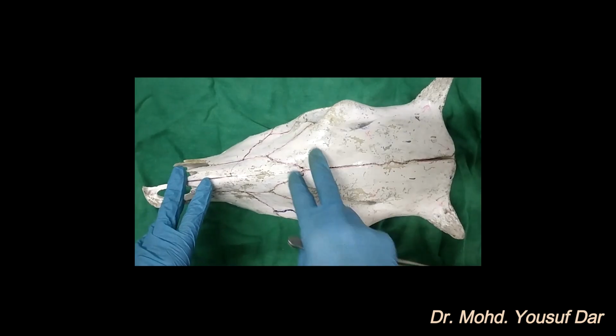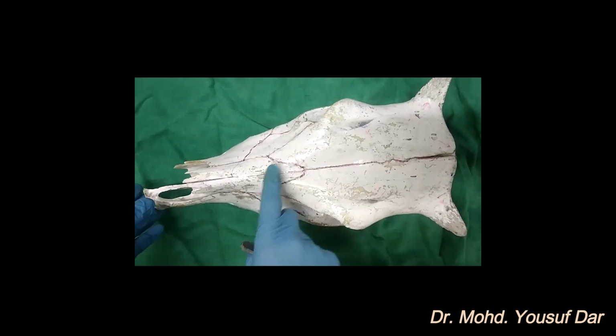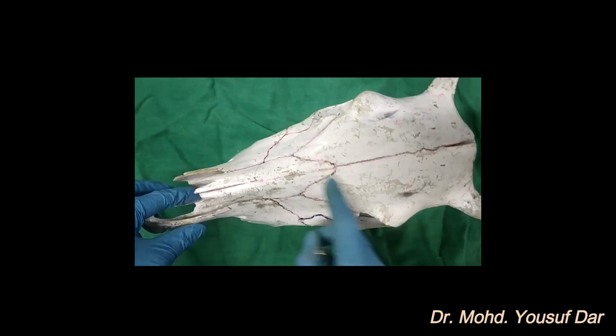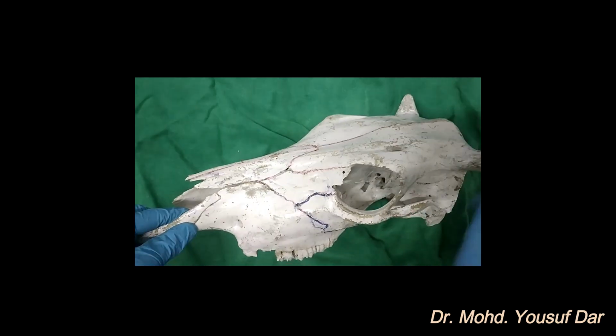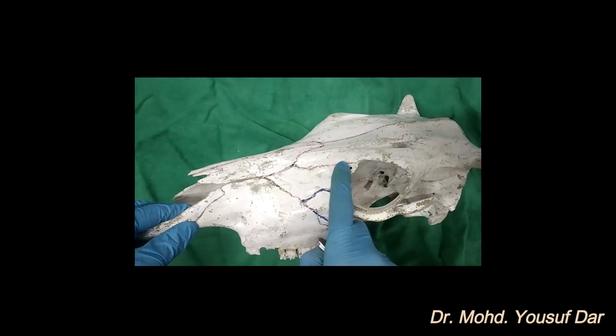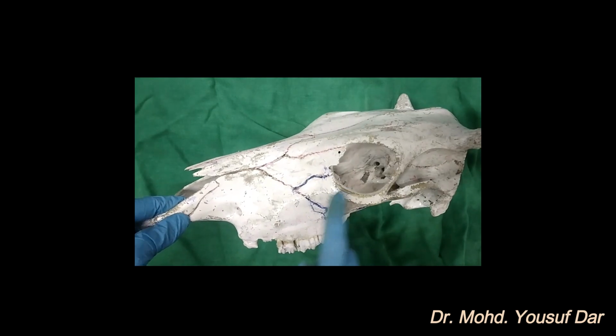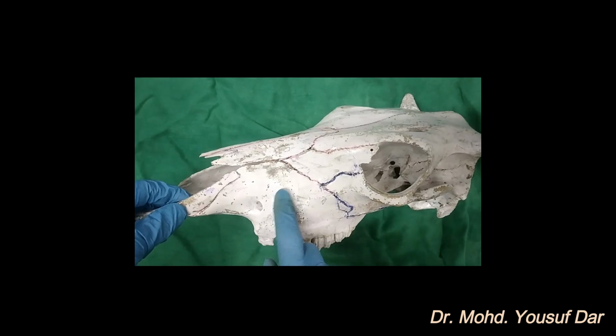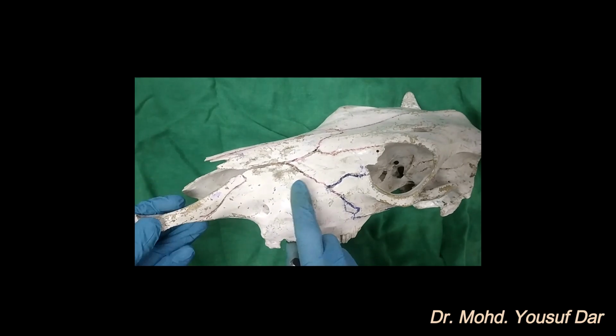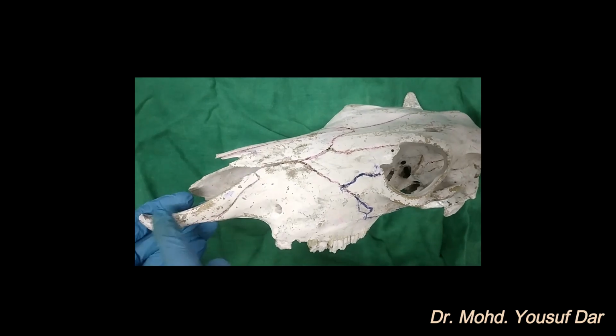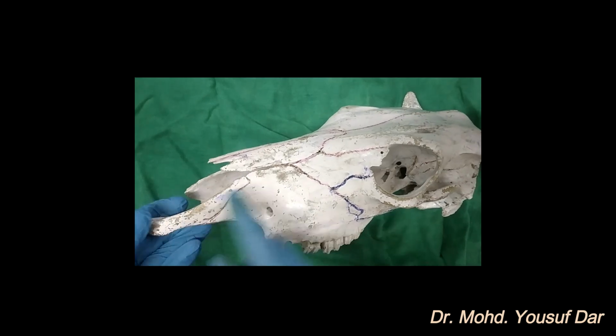We have this frontal, we have this nasal, and this is called the lacrimal bone. This is the zygomatic or malar. This is the maxilla, and this one is the premaxilla.